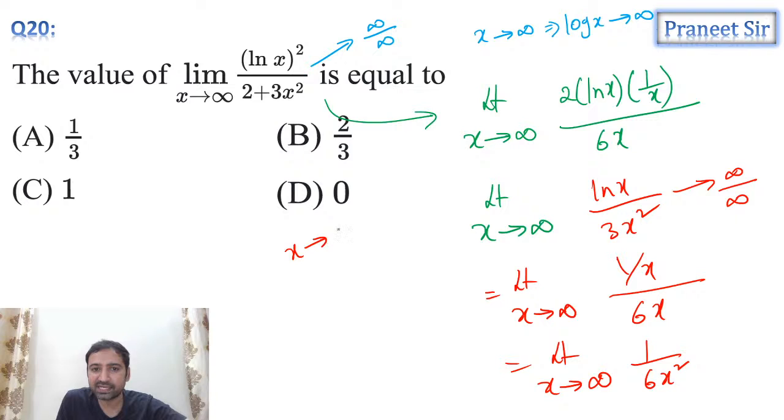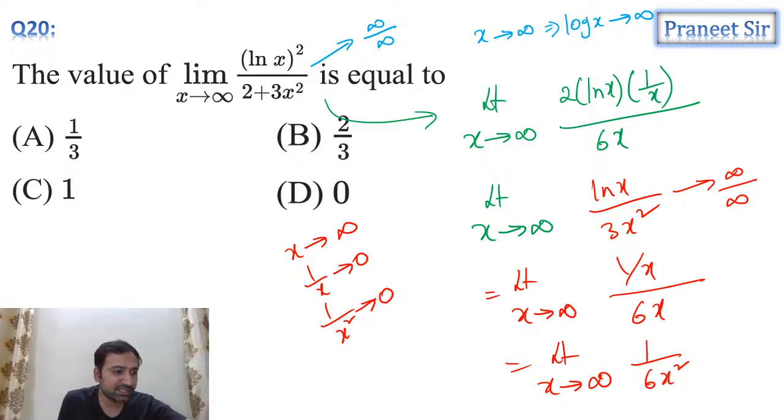But when x is tending to infinite, 1 by x is tending to 0. Same way 1 by x square also tends to 0. Is this whole quantity tending to 0, guys? Is this entire quantity tending to 0? Yes. So the answer is fourth option.